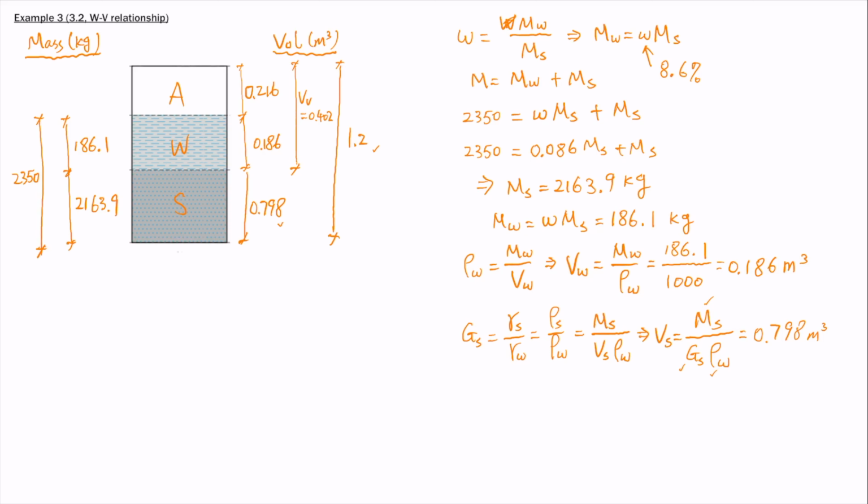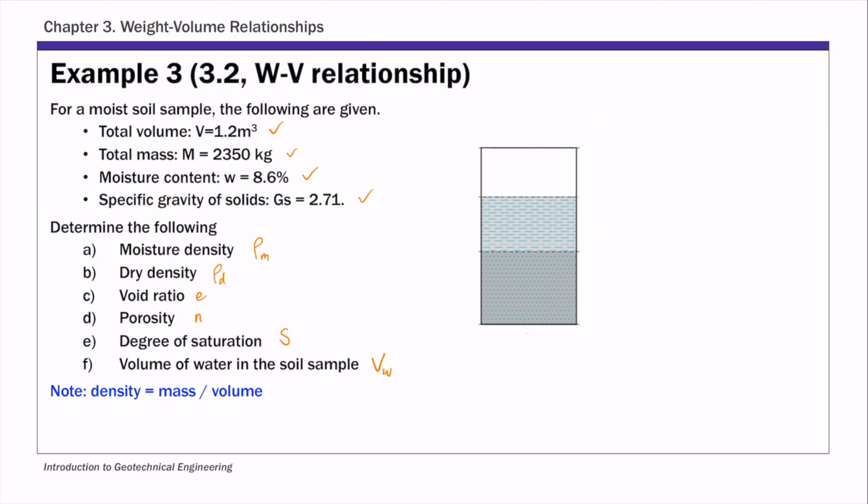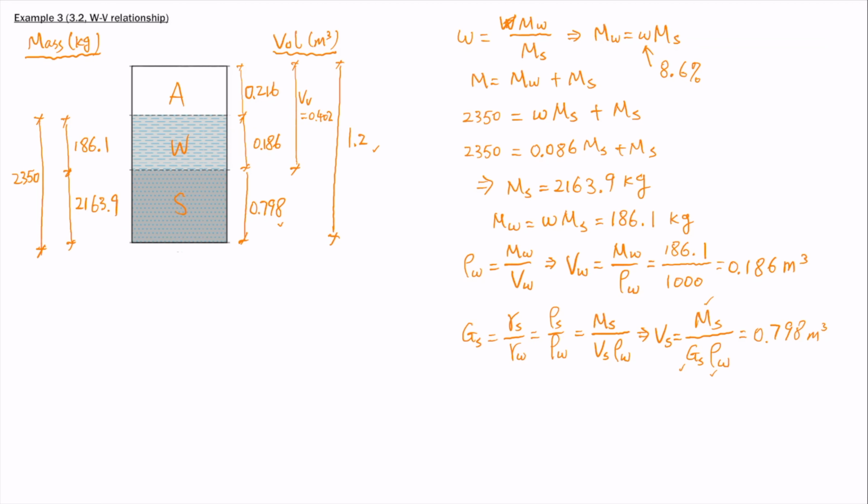Then all the quantities we are looking for are just basic definitions. If you look at the problem statement, we have 6 quantities that we want to calculate, and all of them are basic definitions. So we start with A here. The moist density, rho m, is total mass over total volume, and this is 2350 over 1.2. So that's 1958.3 kilogram per meter cubed.